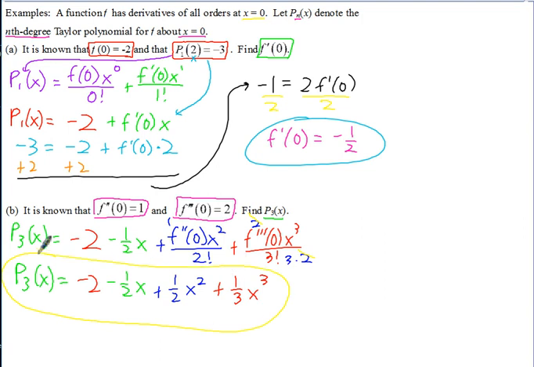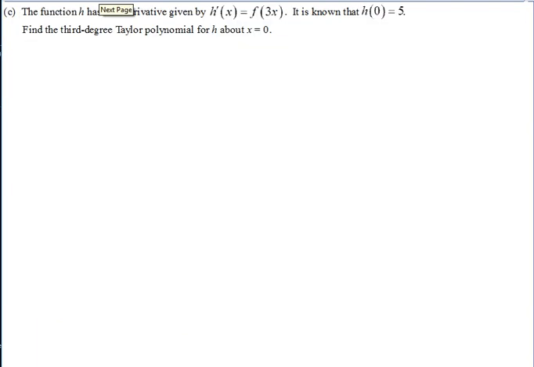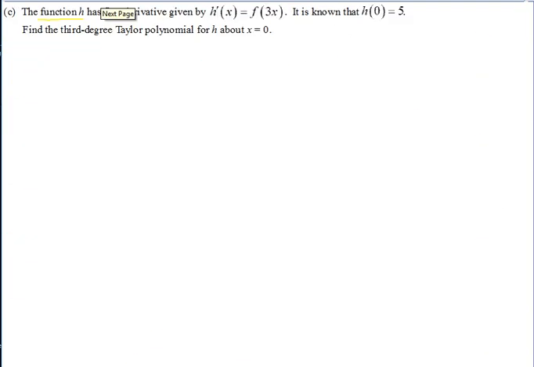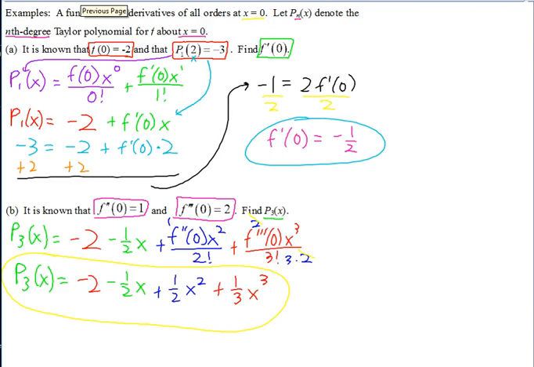And the most challenging part of this one is part C. You just have to read it carefully here. Now it's introducing another different function h, which wasn't in the problem before. Before it was just the function f. And h is defined so that h prime of x is f of 3x. And we also know h of 0 is 5. So we want the third degree Taylor polynomial for h about x equals 0. So you might think, well, we already found the third degree Taylor polynomial in part B, didn't we? But notice, that was the Taylor polynomial for f.